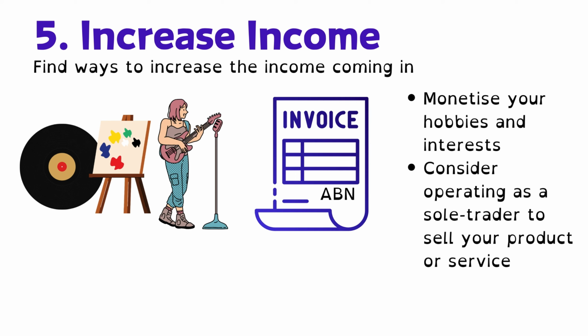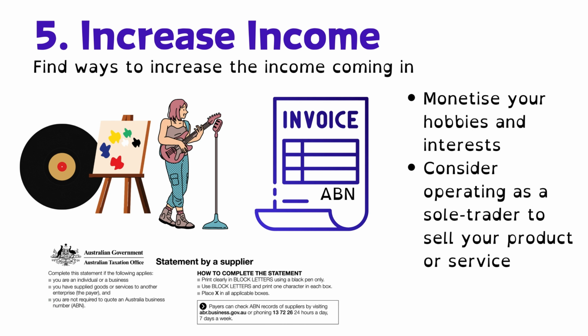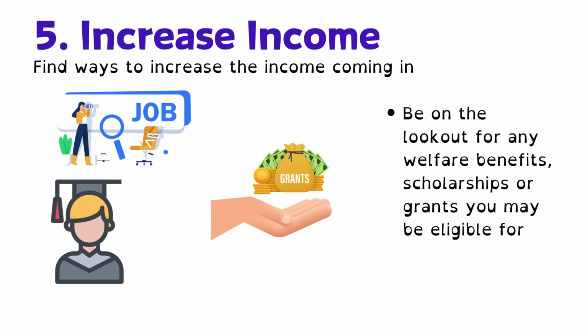In these cases, you can set up a one-person business called a sole trader and get an Australian Business Number. If you want to try it out first without committing to starting a business, you can operate without an ABN as a hobby or recreational pursuit. If you do make money from another business or a hobby, ensure you keep track of all your income and work-related expenses for tax time. Also, always be on the lookout for government welfare benefits and scholarships that you may be eligible for.